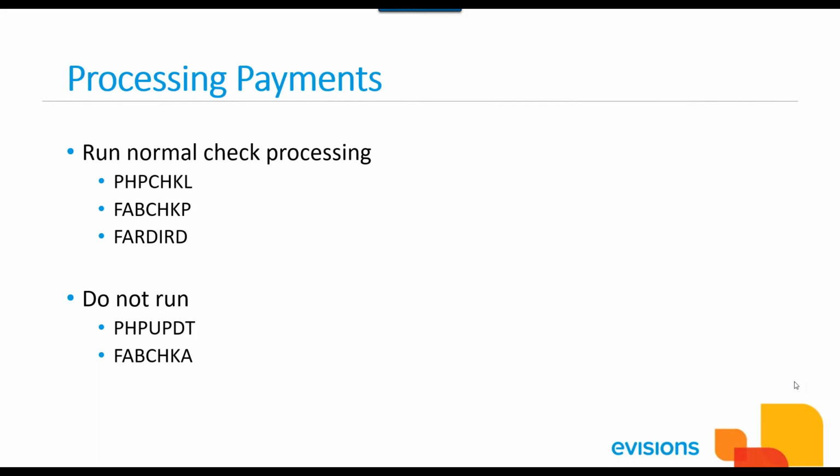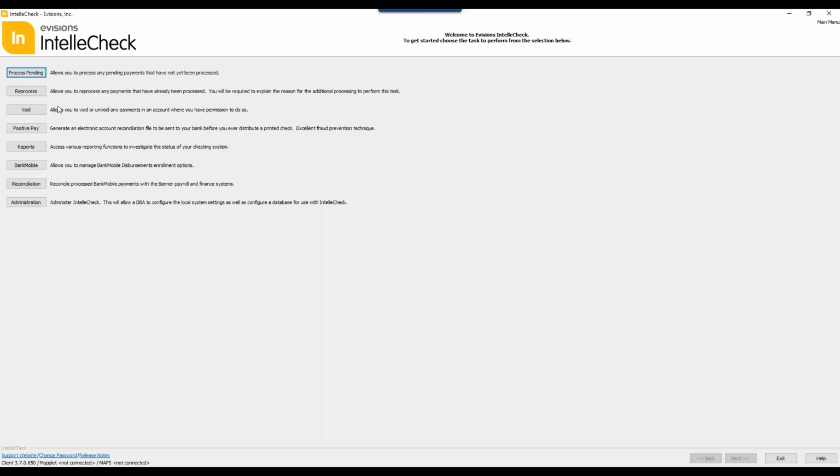These processes are modified from the Elution baseline version to be able to appear in IntelleCheck. So if you run the Elution baseline version of these processes, they will not appear in IntelleCheck. I want to add to not run PHP Update or FabCheck until after you have finished printing and emailing your payments. These processes will clear the temporary tables and will prevent you from going back and making changes in the event of an error. Okay, we'll go back to IntelleCheck.